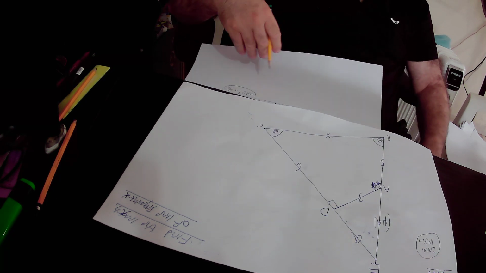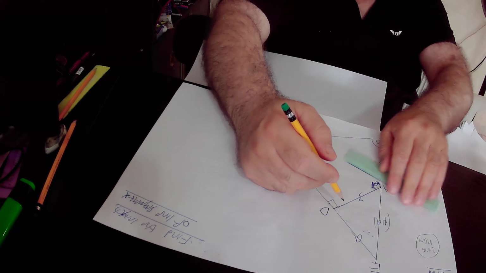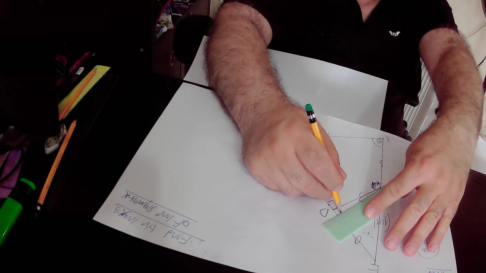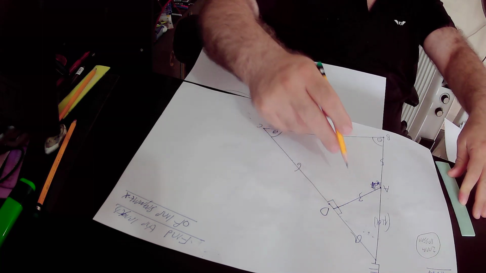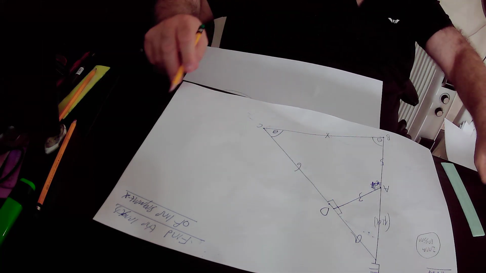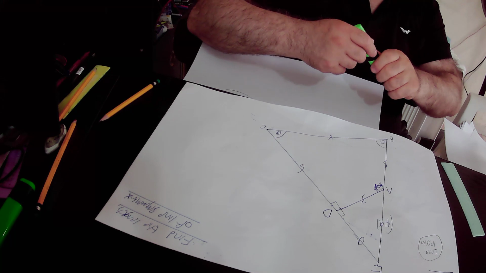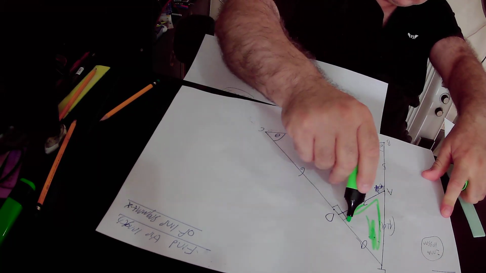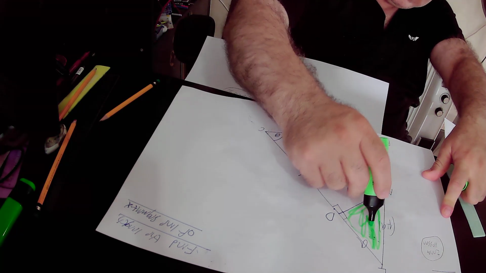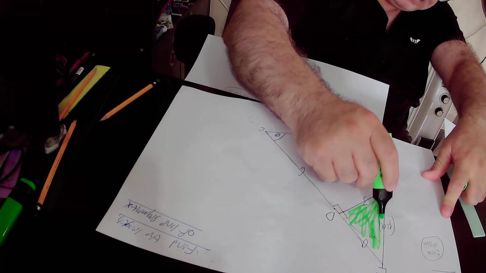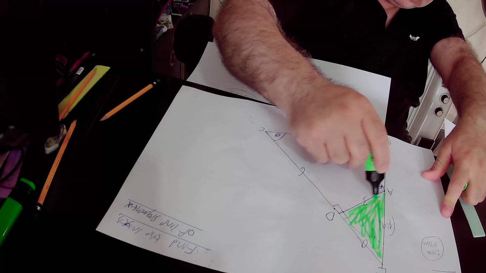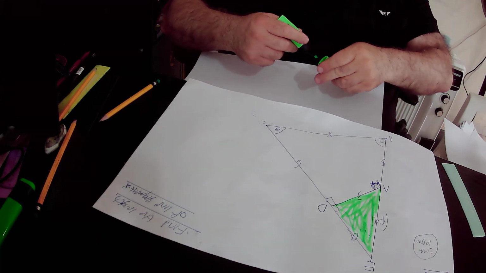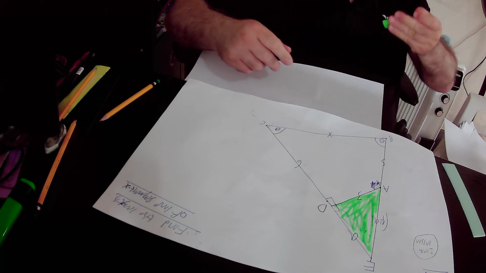So this angle ADE equals 90 degrees. So if angle ADE equals 90 degrees, it means that triangle ADE is a right triangle. So here the green triangle ADE is a right triangle. So we can implement the Pythagoras theorem on the green right triangle ADE.